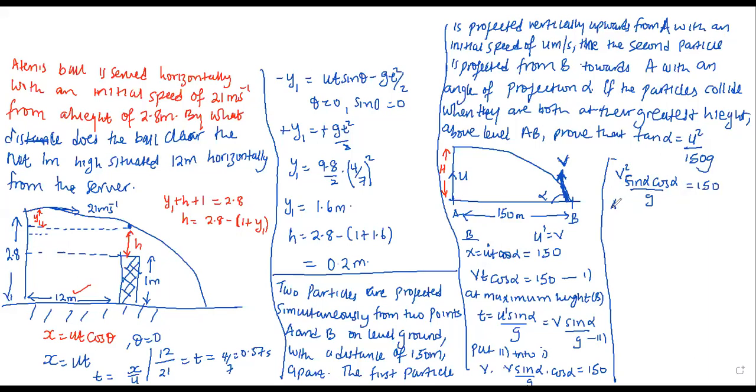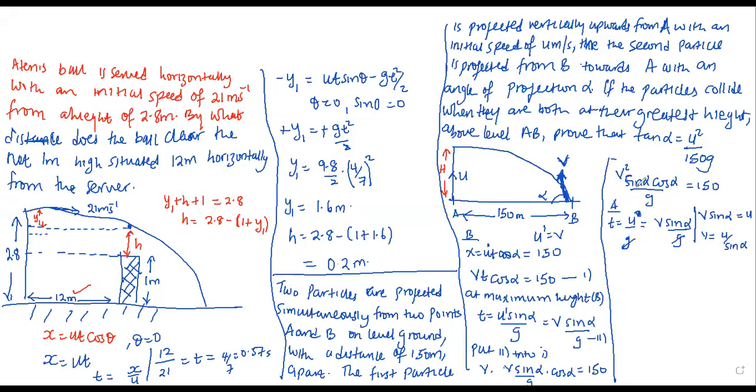Then for A, at A, time to reach maximum height is u over g. But because they are projected simultaneously, the time is the same. So the time is the same as V sine alpha over g. You know what this means? It means I can lose the g with this g. Then I can consequently say that V sine of alpha is equal to u. Or V alone is equal to u over sine alpha.